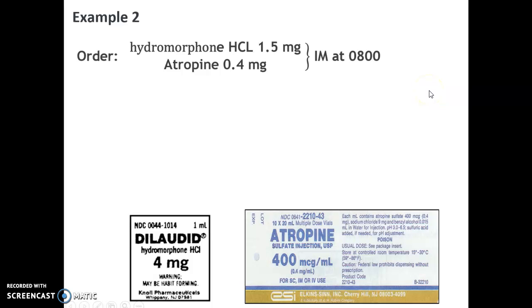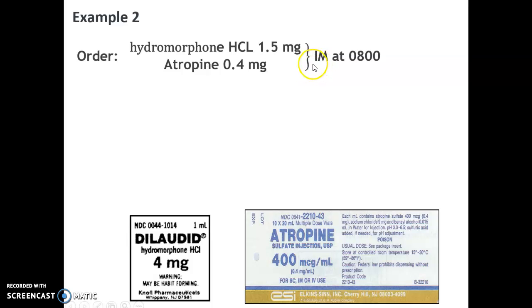Example 2 is a parenteral mix. We've got the first drug and the second drug, and it's got this little brace beside it that says we have to give intramuscular at 0800. So when they stack them vertically and they put that little brace beside it, that means they want you to give them in the same syringe.